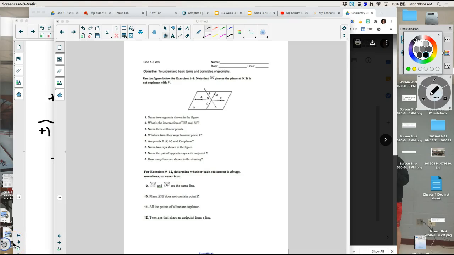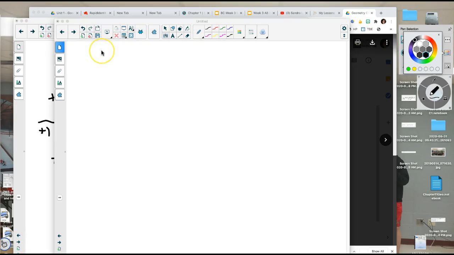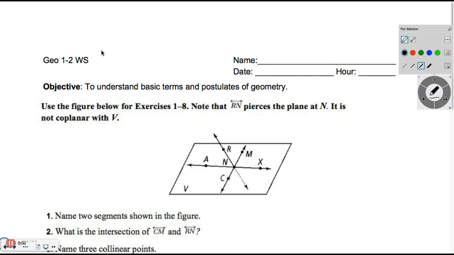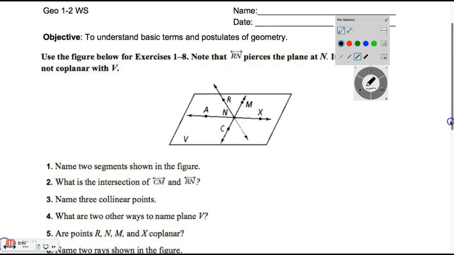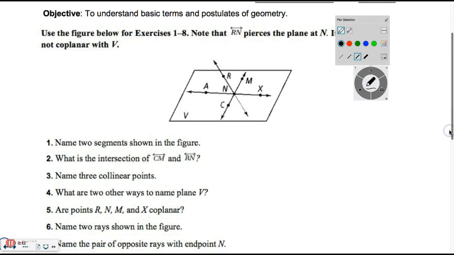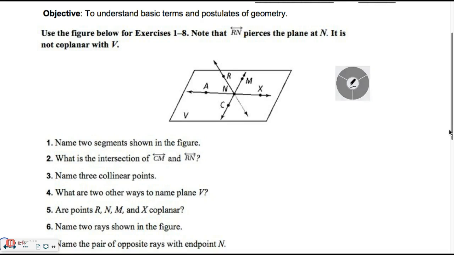This is a little help with worksheet 1.2. Remember, you should always get the notes from your teacher first, so make sure you've taken notes. And then if you need help, you come to this. This is not your notes. This is just a little bit of a help. So let's go look at number 2.